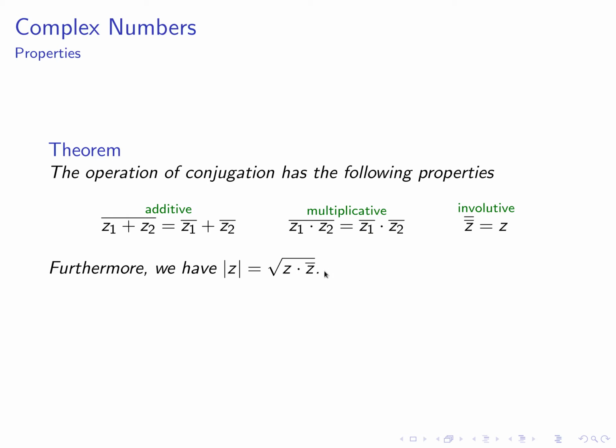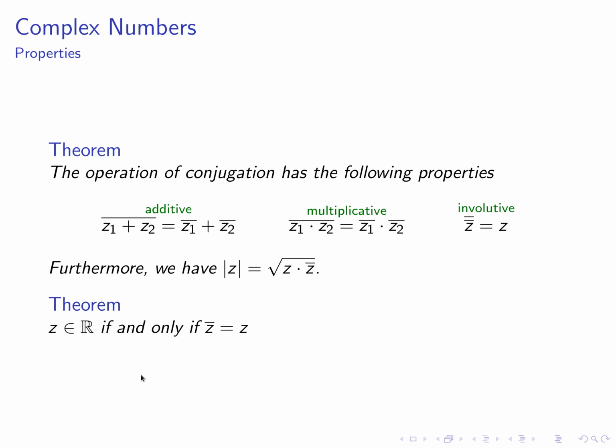We also have a nice formula that relates the absolute value of a complex number to its conjugate, and the formula says that the absolute value of a complex number is equal to the square root of that number multiplied by its own conjugate. So to take the absolute value, we multiply a number by its conjugate, and then we take a square root.